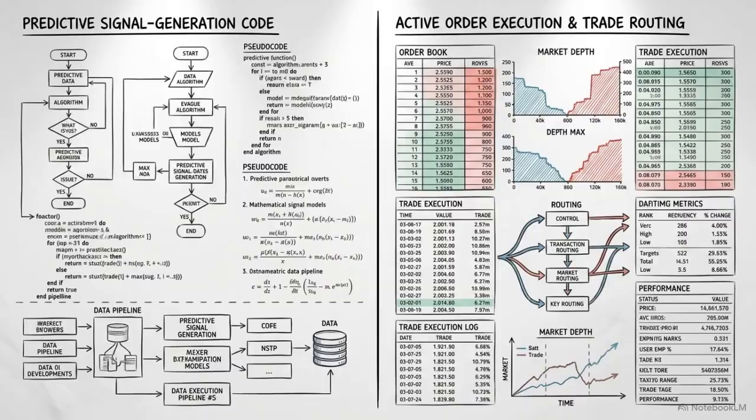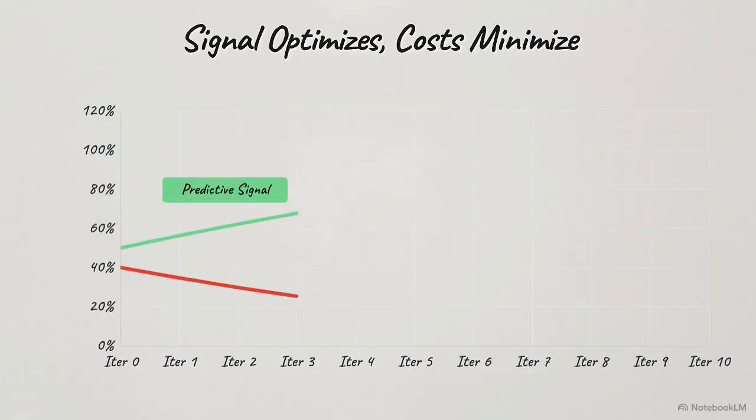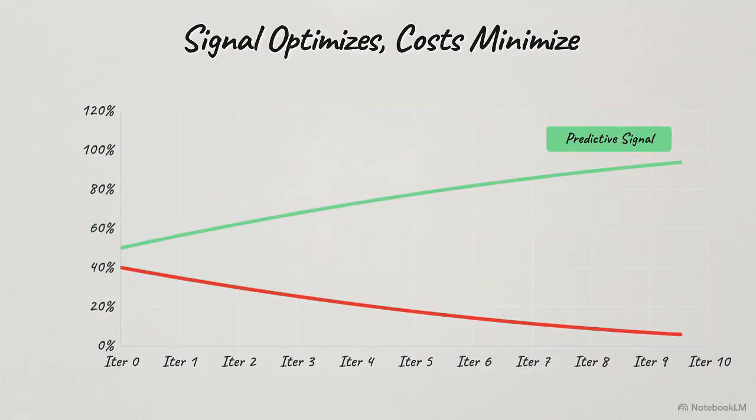Sophisticated algorithmic trading requires equal attention to both sides of the equation. It is the practice of optimizing the predictive signal while systematically minimizing the cost to execute it.